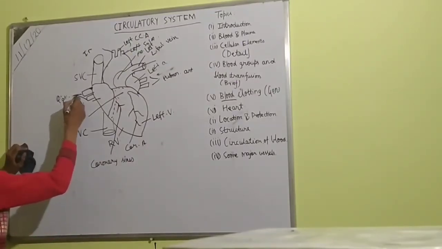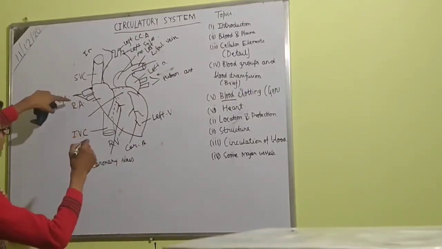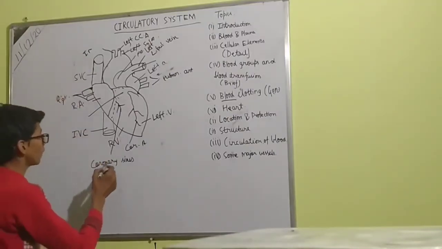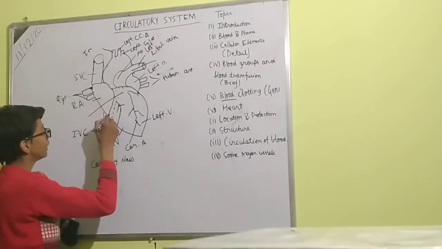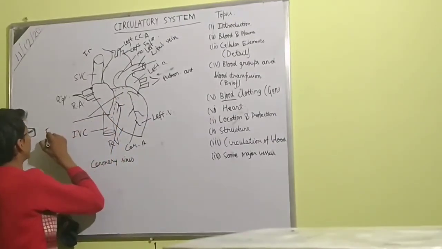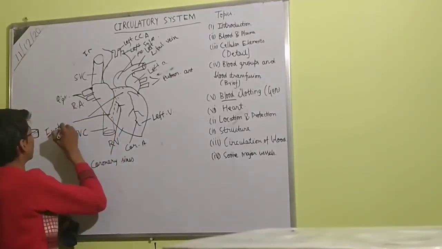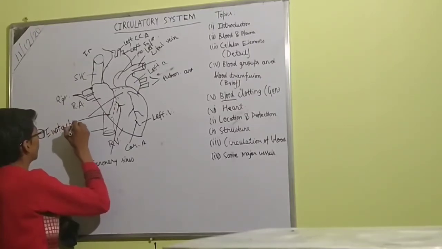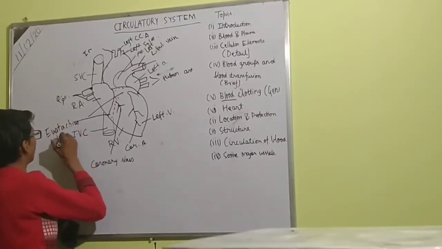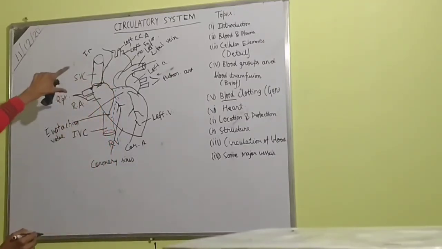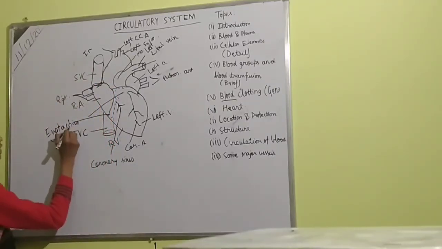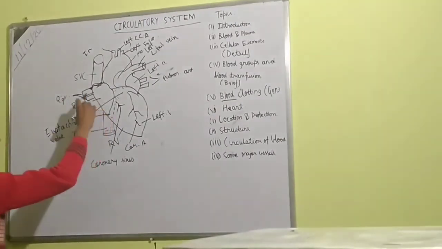Right atrium: all the deoxygenated blood from body is collected at right auricle. Coronary sinus, or somewhat here is present Eustachian valve. Here is no valve. No valve is present in case of superior vena cava, but a valve known as Eustachian valve is present at the inferior vena cava.